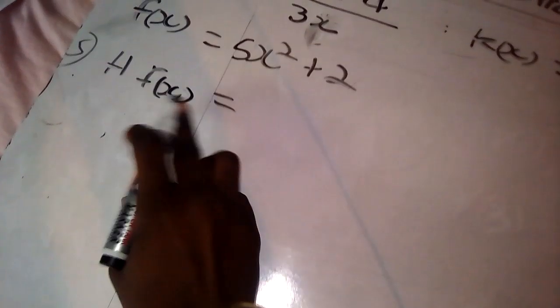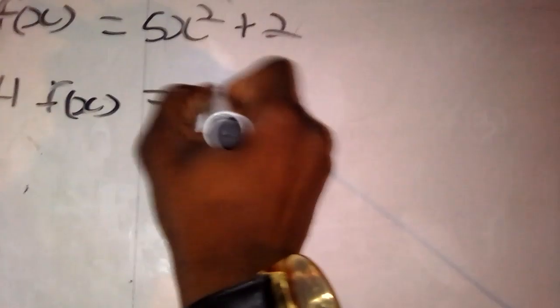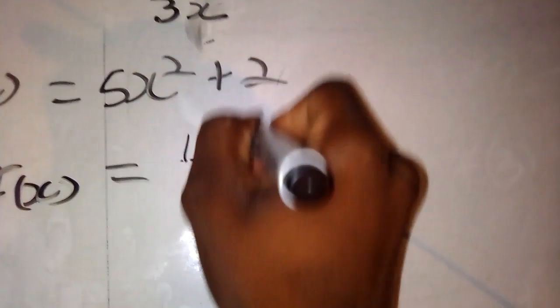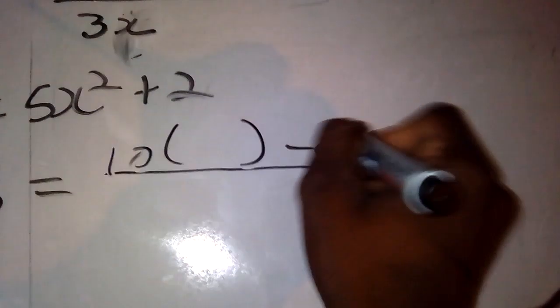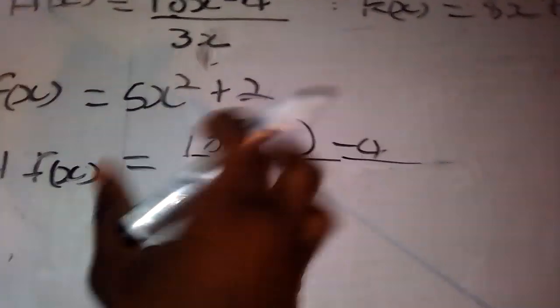Alright. So I need to put the function f of x into the function h, right? So therefore I need to write the h function first, which we established in our previous videos. However, anywhere the x is there, I put a bracket, and then I'm supposed to put f in it, right? So I'm going to write 10 bracket minus 4 over, so the same thing, 10x minus 4, but anywhere the x is there, I put a bracket, and you put the next function there, right?